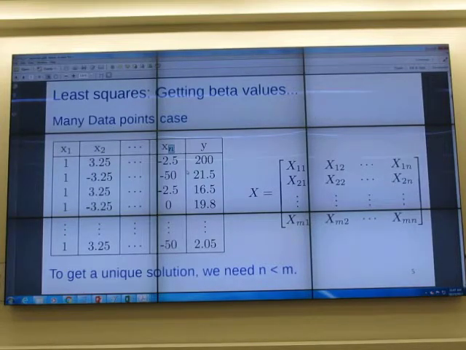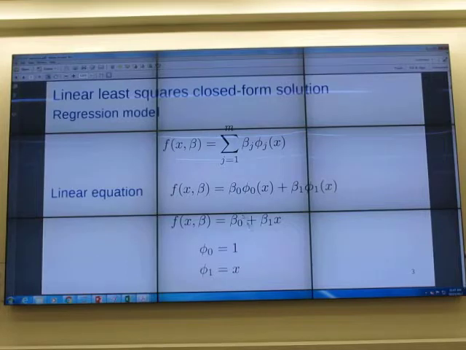Okay. For linear regression, we have just two, right? Phi 0 and phi 1. If you have phi 0, phi 1 equal to x, and you have x squared, x cubed, and so on, this means you have many independent variables or many bases. The number of bases is n. The number of data points is m. You need more data than the number of independent variables.